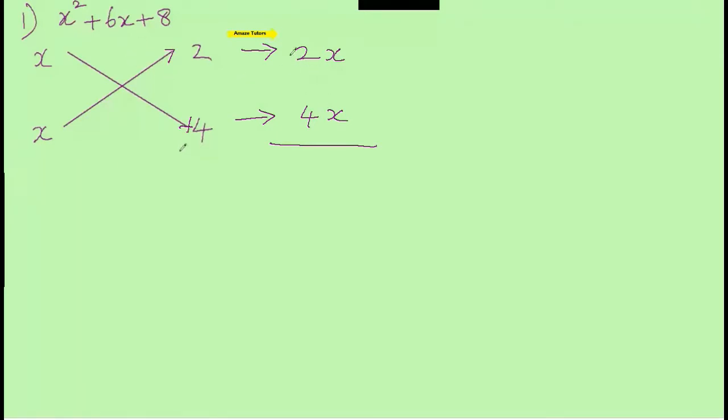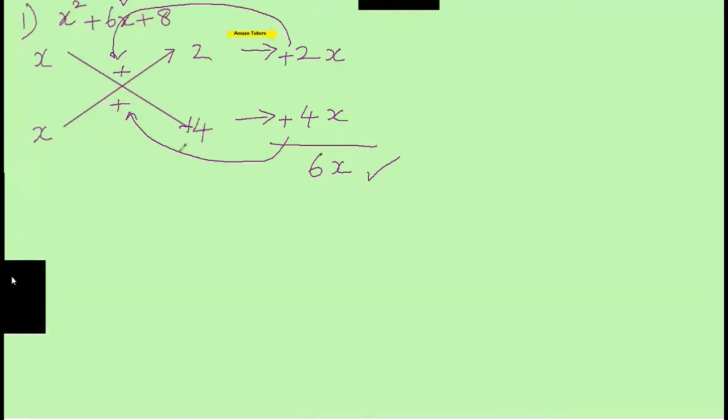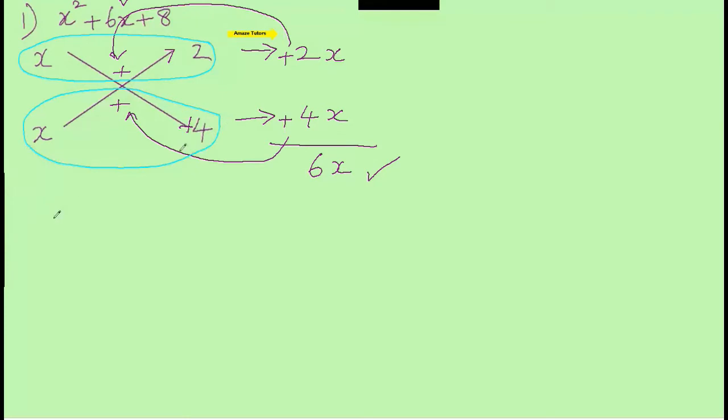So for this question, both should be plus and plus. Then only while adding I am getting 6x, which is the middle term. Correct? Now the same plus goes here, the same plus goes here. That's all. We are done. So take this directly as one of the factors and take this as the other factor. That's all. We found the two factors. They are x plus 2 and x plus 4.